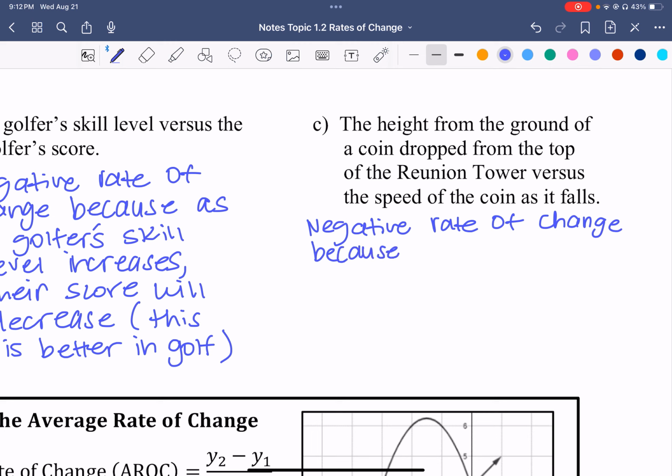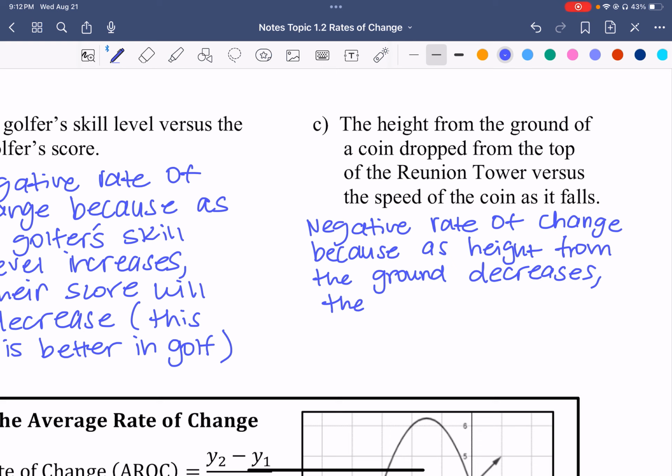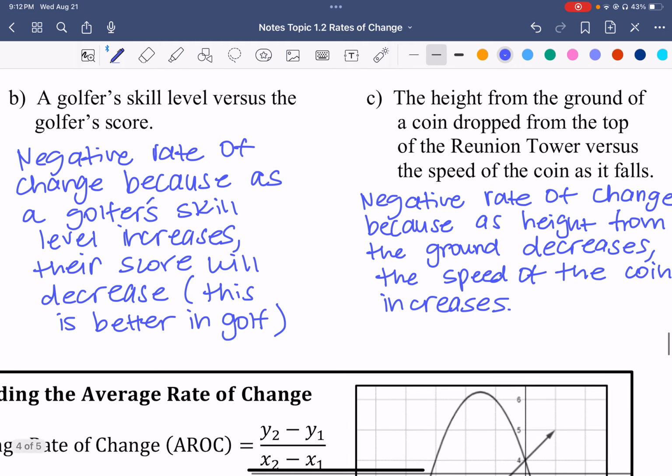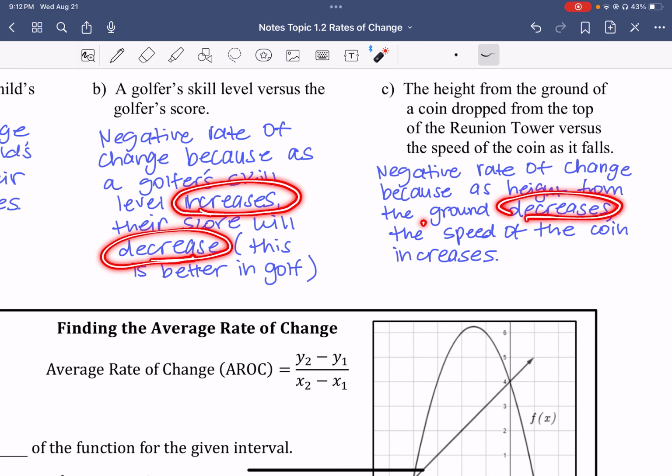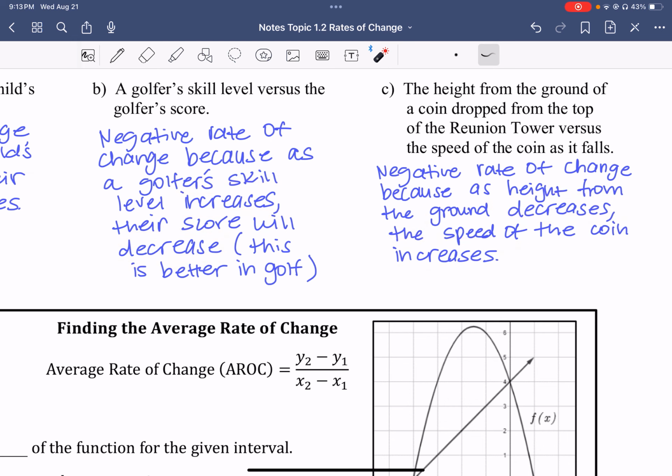Because as the height from the ground decreases, the speed of the coin increases. Okay, so again, for negative rates of change, you're going to have opposite variables. So as one increases, the other one decreases. As one decreases, the other one increases. Basically, if they're not the same direction, it's going to be a negative rate of change.